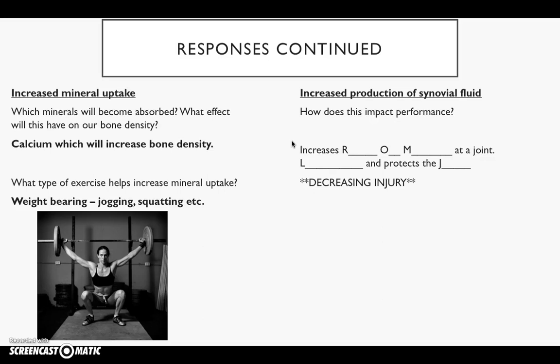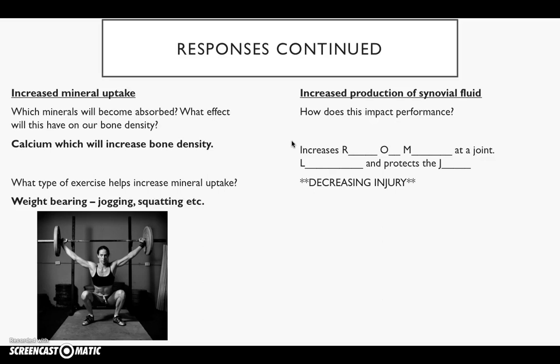That is why an increased production of synovial fluid has an impact on performance. It will increase the range of movement at a joint, and it also lubricates and protects the joint. That is what increased production of synovial fluid does. It will lubricate the joint, it will protect the joint, it increases our range of movement.